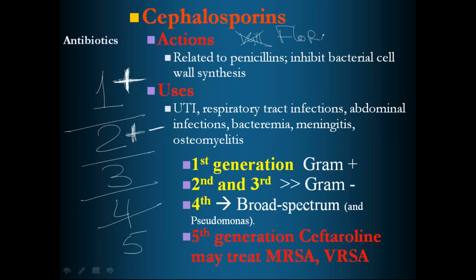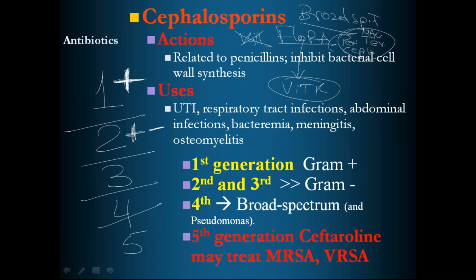Don't kill the flora, please. And how do we kill the flora? With broad spectrum. And who has broad spectrum? So far we have talked about penicillins and tetracyclines. Now we are talking about cephalosporins and macrolides. Those are actually broad spectrum. Listen very clearly, open eyes, open ears, please. When you destroy the flora, you destroy the bacteria that produce vitamin K.